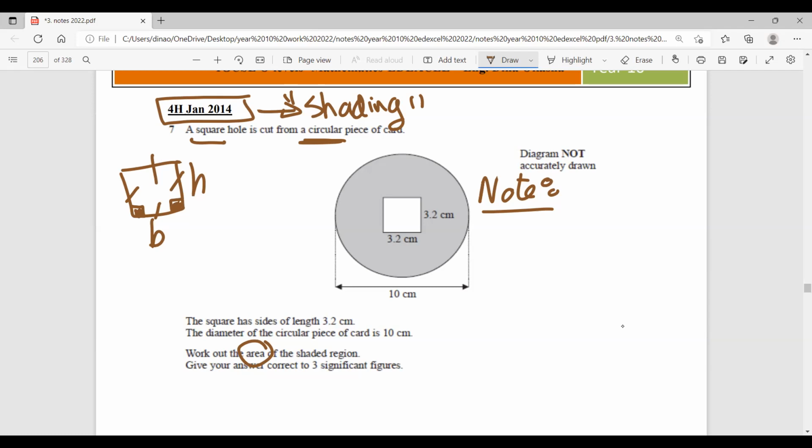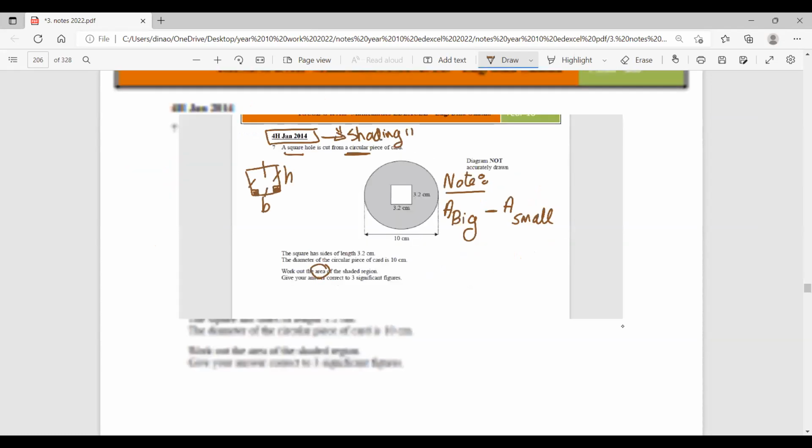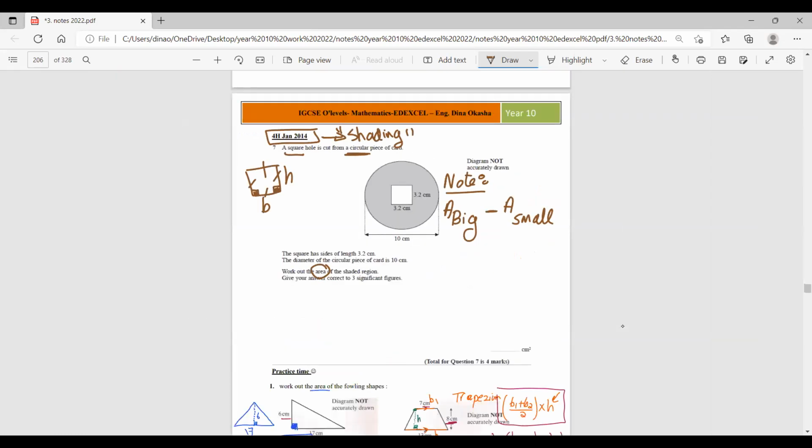Whenever the question requires a shaded part, you always do the following: area big. Now what do I mean by area big? Area of the bigger shape minus area small. Area big minus area small. It's clearly visible that the bigger shape here is the circle. So area big means area of the circle, minus the square. My information about the circle is pi r squared, minus the square, which as we said is side times side, base times height, whatever, it won't matter.